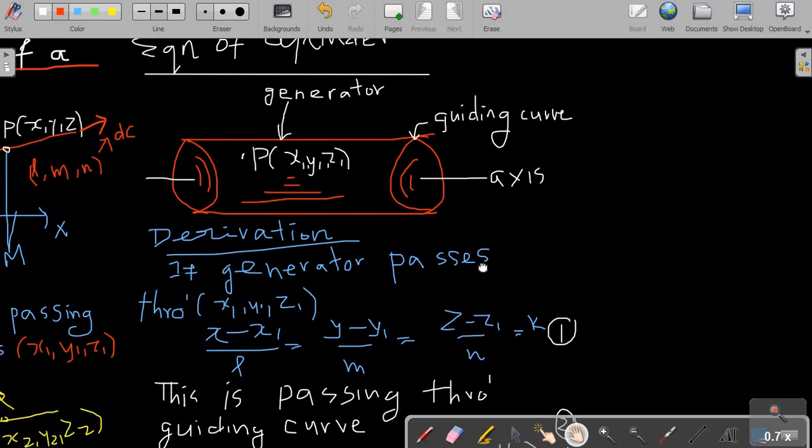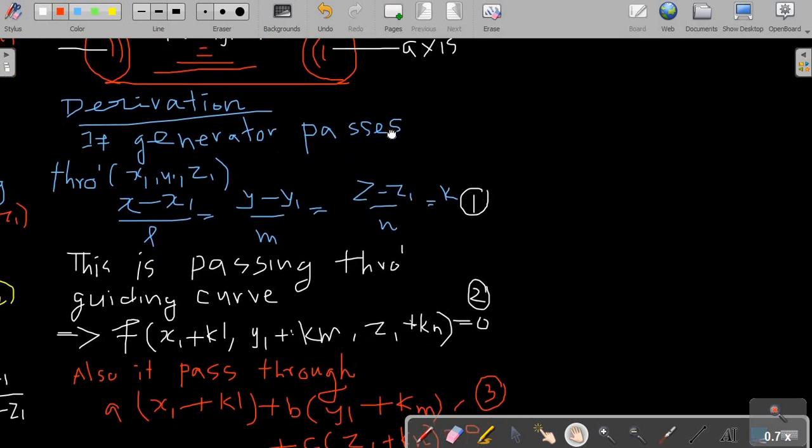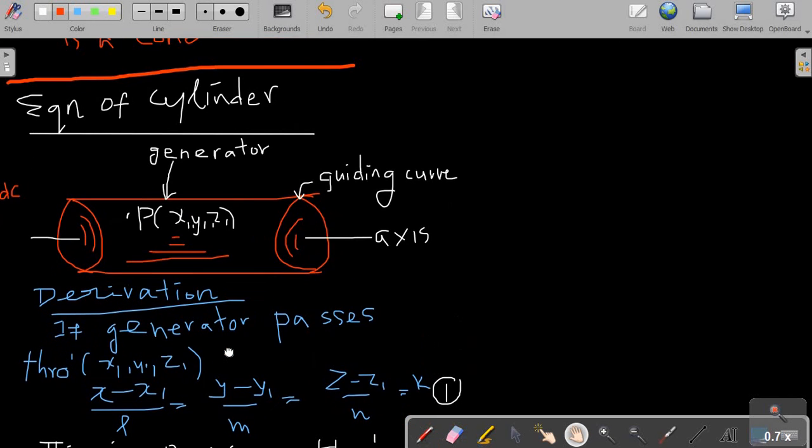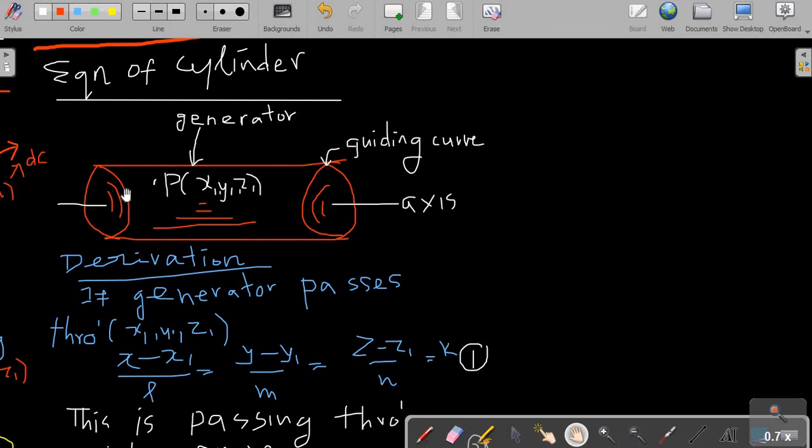That is why the problem comes. Now, how will we derive that particular equation? Okay, now the generator passes through the point x1, y1, z1. Look at the picture here. This is a surface point. Therefore, definitely it will lie on a generator through x1, y1, z1.